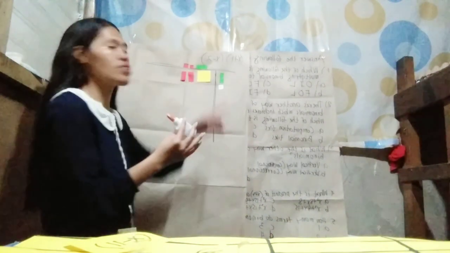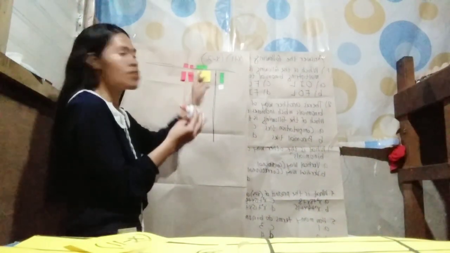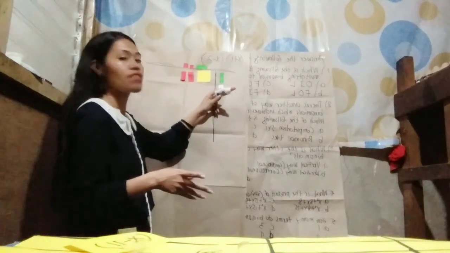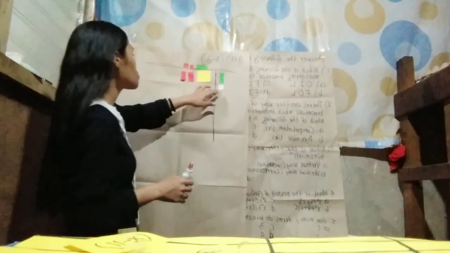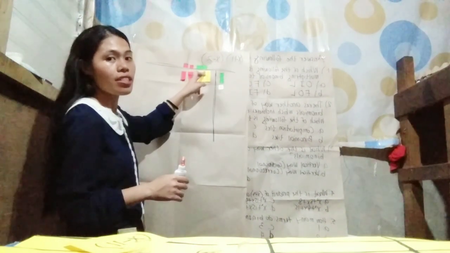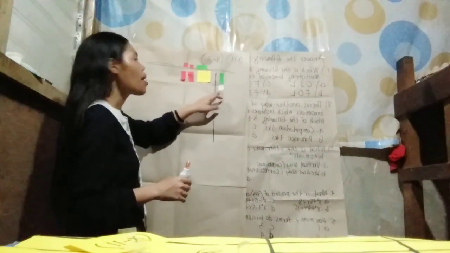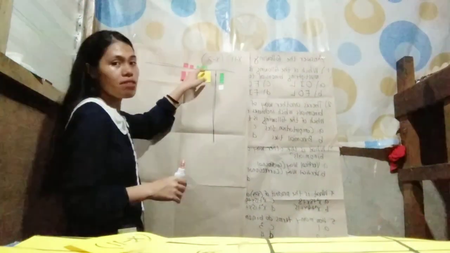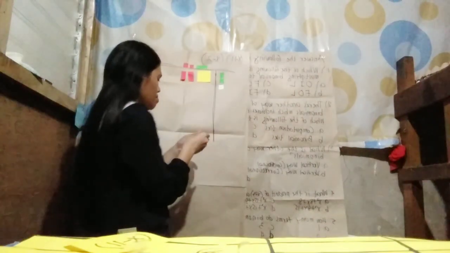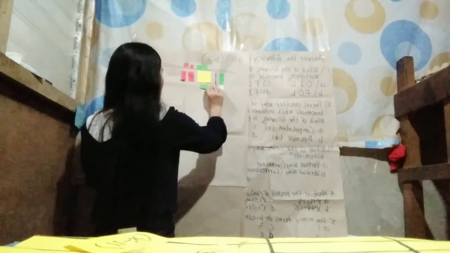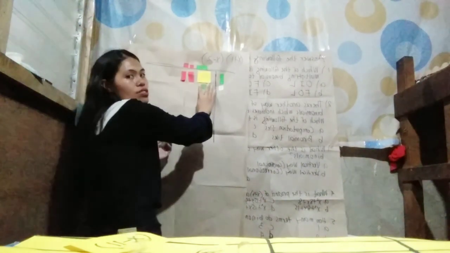Okay, so we're done in the first term. Let's proceed to the second term, which is we're gonna multiply the positive 1, which is the white small square, to the positive x, the green rectangle. So positive 1 times positive x is equal to positive x. So the green rectangle, we'll paste it here below the x squared.